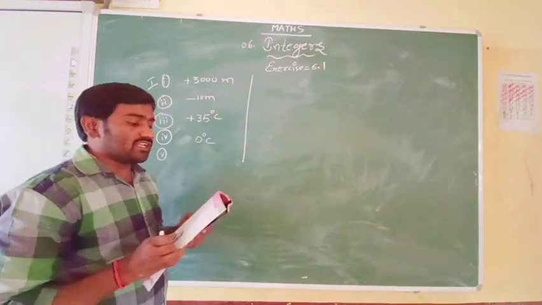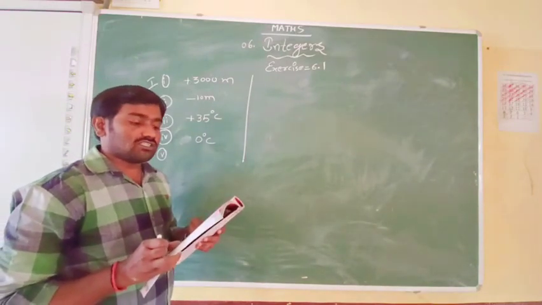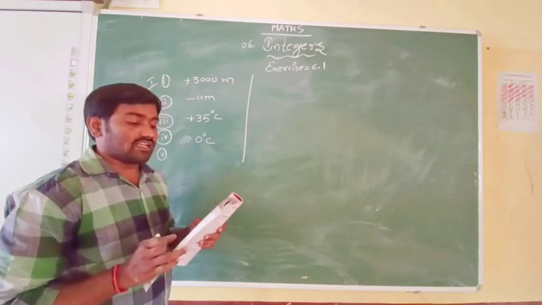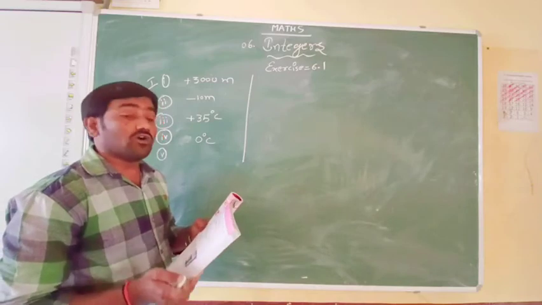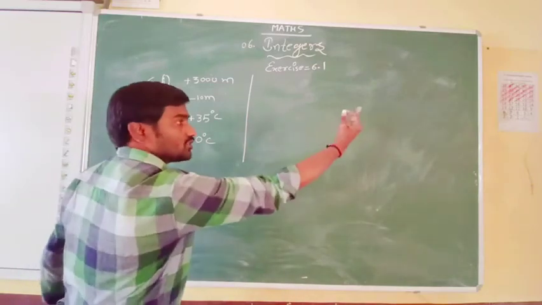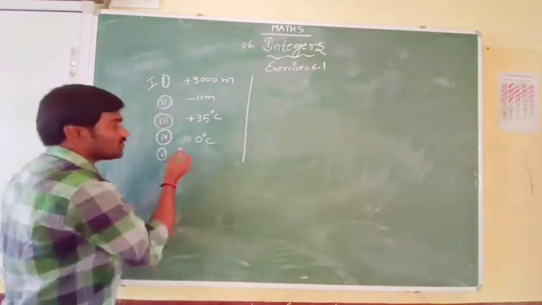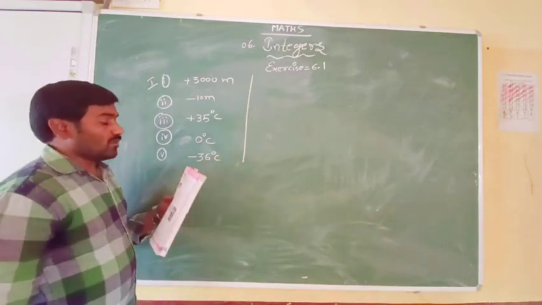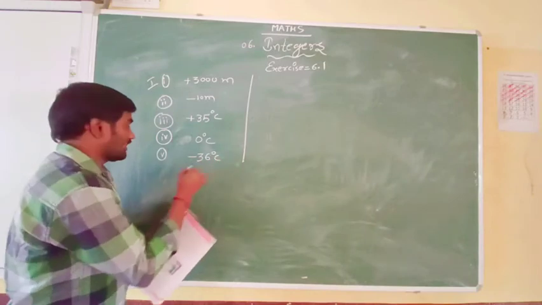And here there is the fifth question. The average temperature at Mount Everest in January is 36 degrees below 0 degrees. If it is above 0 degrees, it is a positive number. Below 0 degrees, it is a negative number. So you should write minus 36 degrees centigrade here.